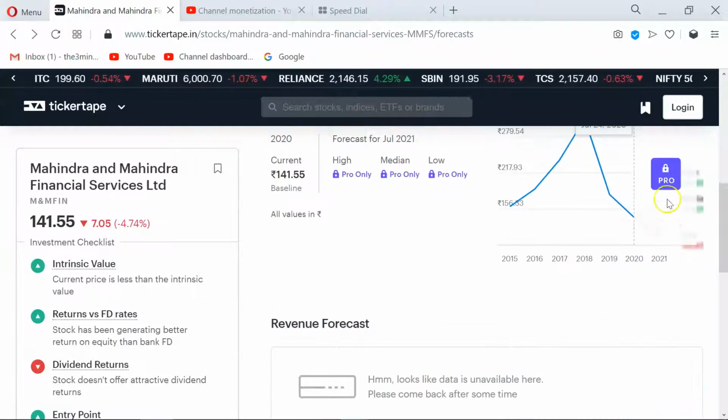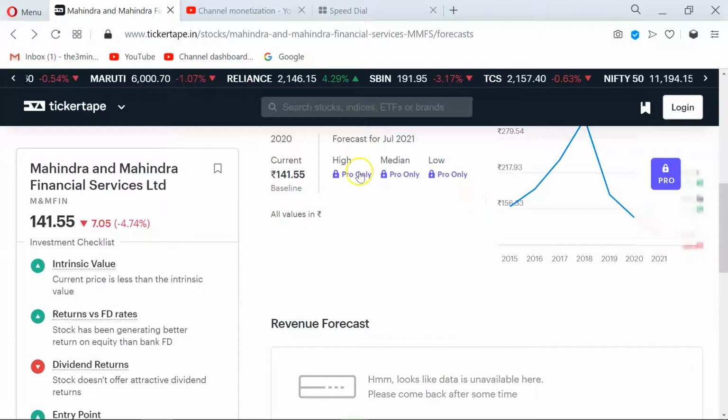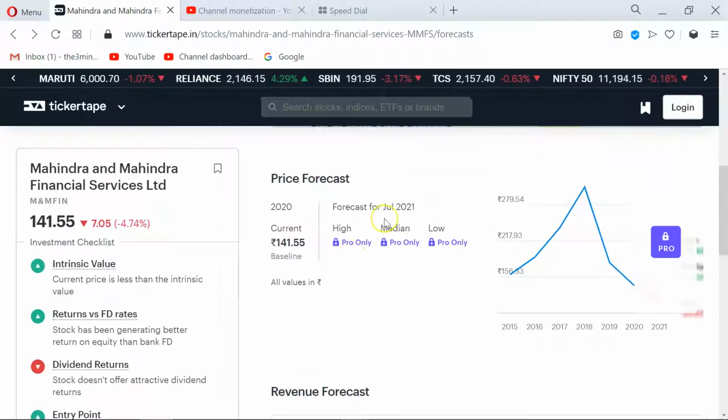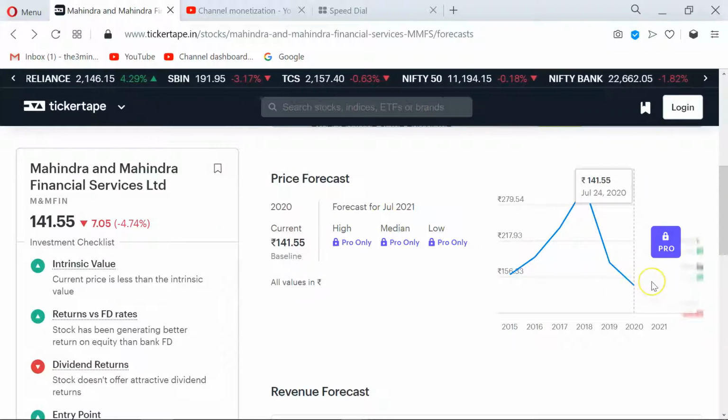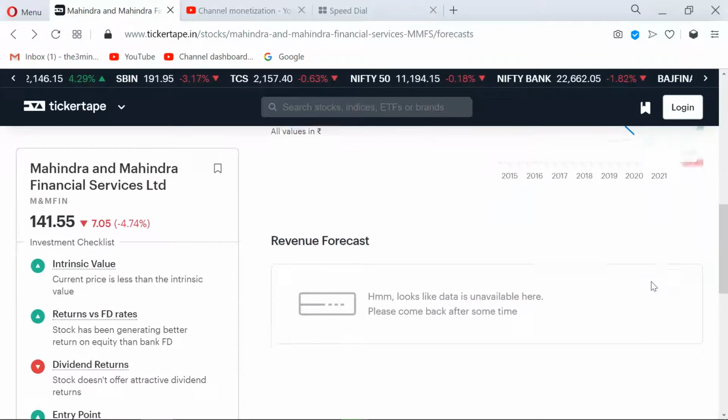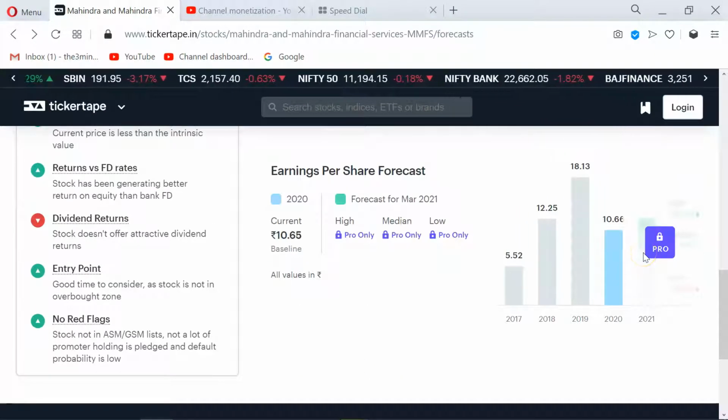With the basic account, you cannot see the price forecast for the next 1 year in the high zone, median zone and the low zone. So we don't know how the curve is going to change with the market tomorrow. That can be seen only in the pro.